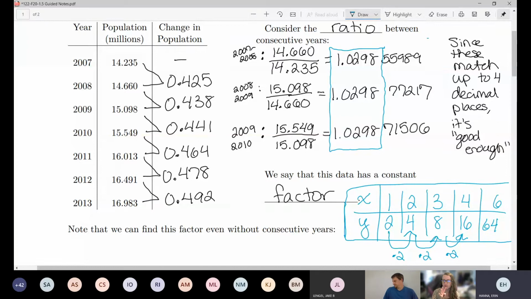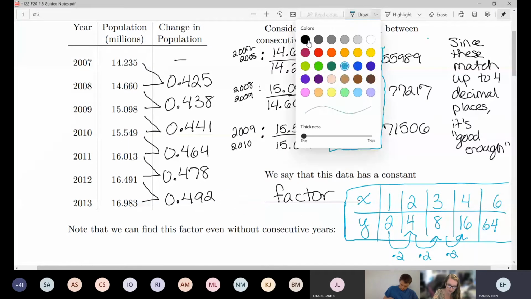So just like we could figure out whether a data set was linear by finding if it had a constant slope, you can find if a data set is exponential by seeing if it has this constant factor. And what you're going to do to find that factor is take these ratios. Now, the ratios we found here were for consecutive years, so for x values that were just 1 apart. What if you're trying to figure out if data is exponential and you don't have consecutive x values, or in this case, consecutive years? We still can find this factor.